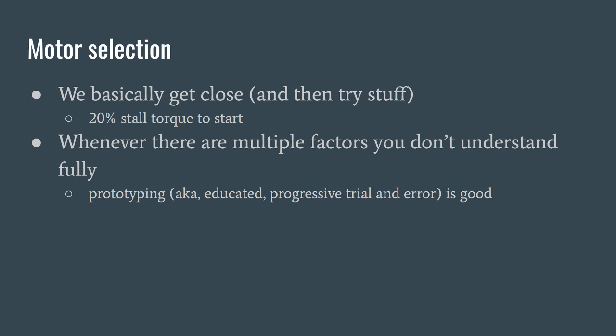Like I said before, when things are complicated, when there's multiple factors you don't understand, generally a good solution is just to prototype. So you start with something, and then you make an educated guess about what's going to improve the situation, and then you try that, and if that doesn't work, great. So this is a general thing that works pretty well in complicated situations.